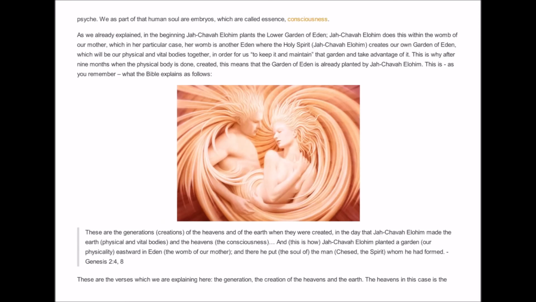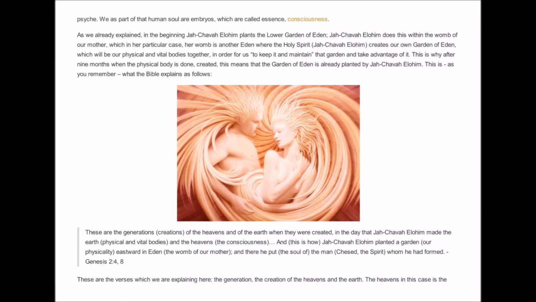But, as you remember, the Bible explains that these are the generations of the heavens and of the earth. This is what I'm explaining here, the generations, the creation of the heavens and the earth. The heavens, in this case, is the upper Eden, delight, and the earth, the lower Eden, which is translated as pleasure. This lower Eden is a physical body that is being created in the womb of our mother, thanks to the river that descends from above, from delight, upper Eden, which is the action of the three primary forces in the womb of our mother.